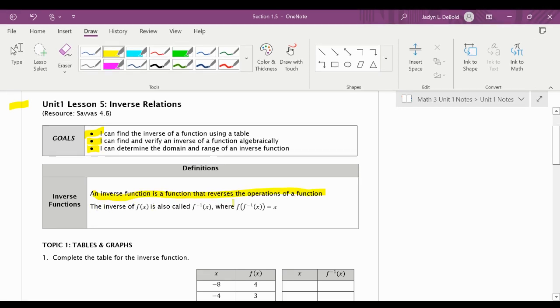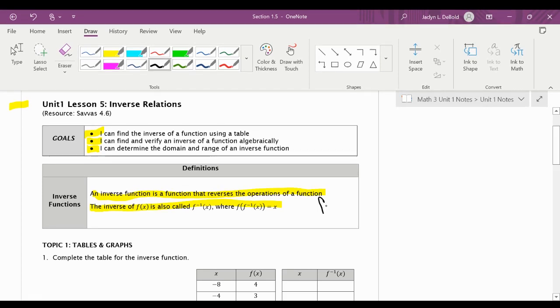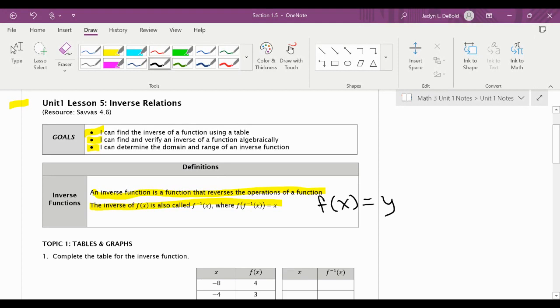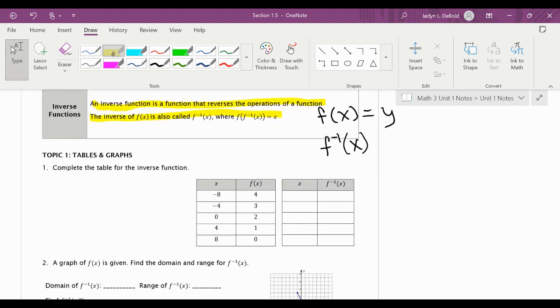So typically when we have an inverse, if we have a function we're calling f of x equals y, the inverse of that is going to basically reverse that process. So the inverse, we raise it to the -1, but we basically say the inverse of f of x. So that's when I reverse the process or interchange the x's and the y's. So the first topic we're going to look at is when we have tables or graphs.